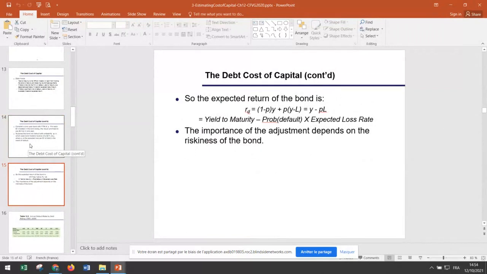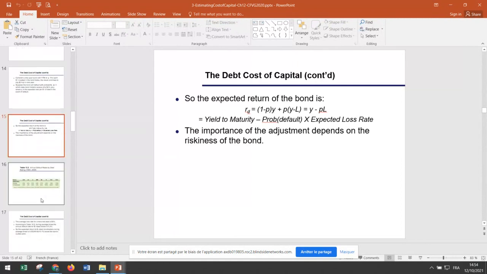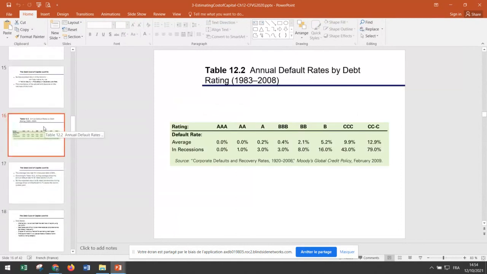As you can see, the RD is going to be equal to Y minus PL. Y represents yield to maturity, P represents probability of default, and L represents the expected loss rate. So you use this formula to compute your RD. Normally in the exam, all these numbers should be given to you, and that is the first way we calculate cost of debt.